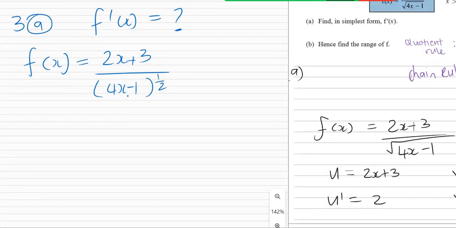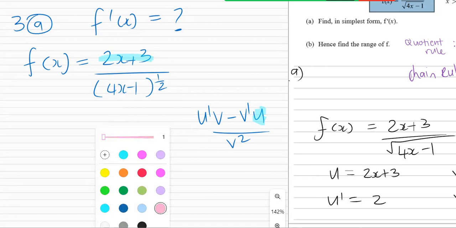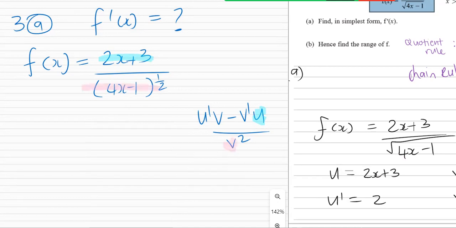But anyway, if you look at it through the quotient rule, it states u dash v minus v dash u over v squared. And this is where u is the top and v is the bottom of the original equation. The dashes represent the first derivative. So first we do u, then we do v. u is the top, v is the bottom.